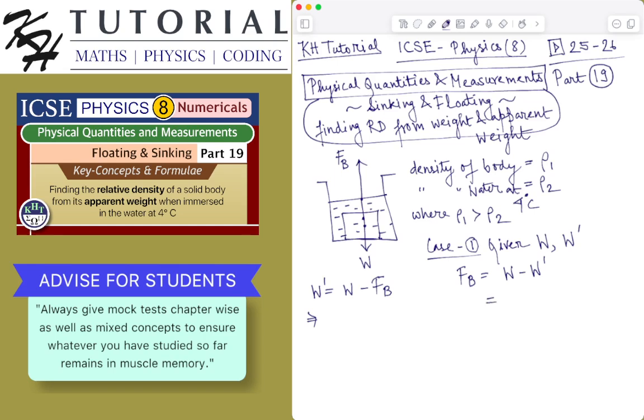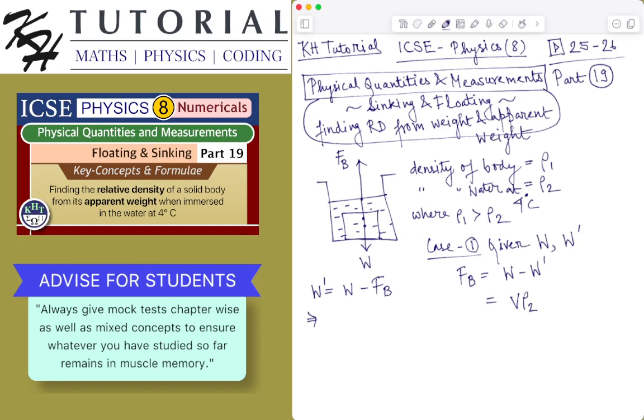What is the buoyant force? Since the body has sunk, it is completely immersed in the water. So the buoyant force, which is the weight of the displaced liquid, in this case water, will be V, the volume of the body, multiplied by rho 2.